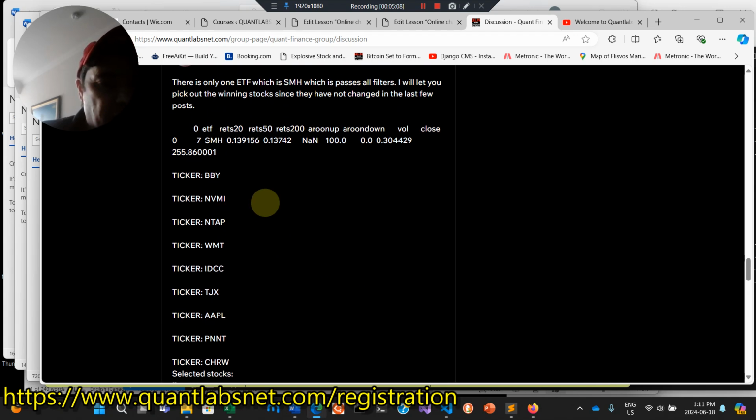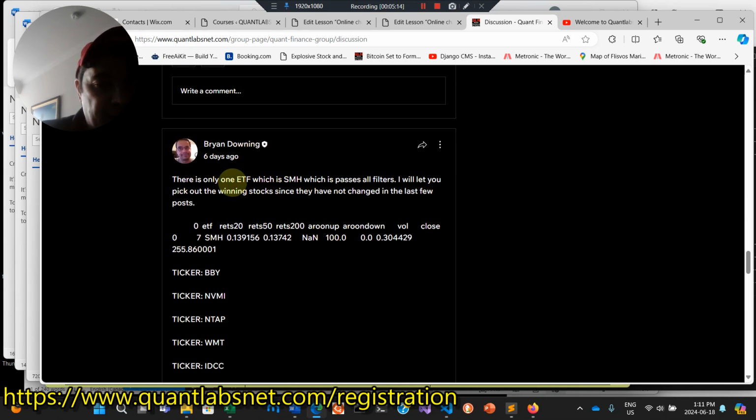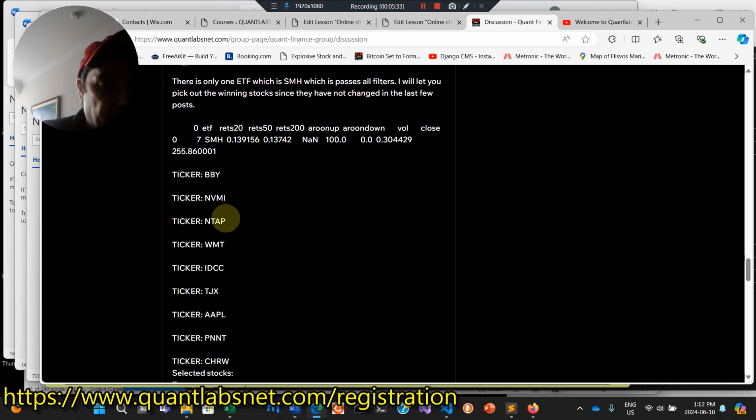So here we've got some interesting things happening. This was put out 6 days ago. In this case, it can flip where if the markets are so weak using low volatile and not performing, what will happen is you may get one single ETF. In this case, it's a semiconductor ETF. And here you may get some stocks.